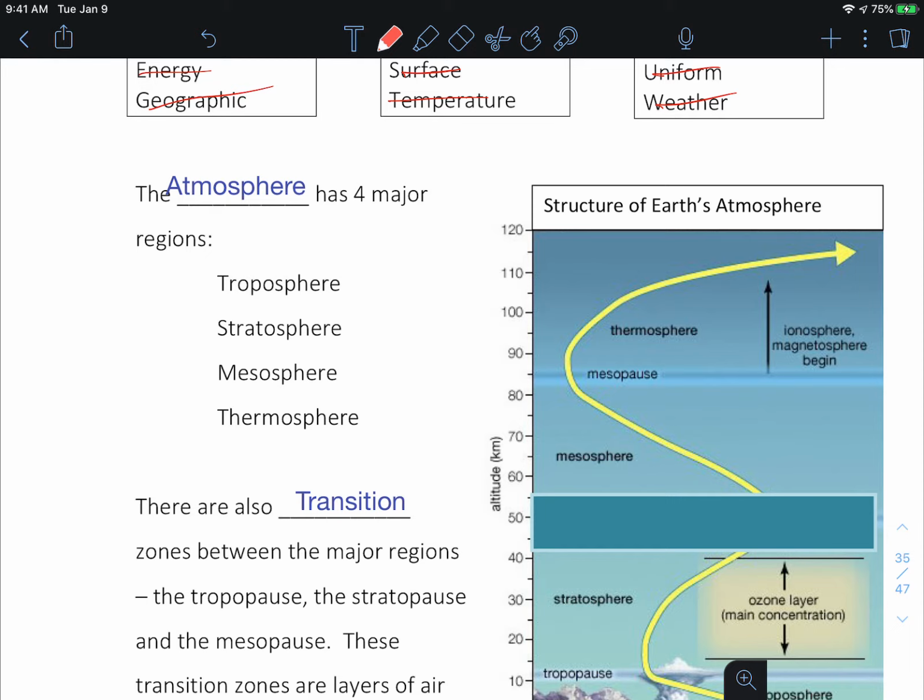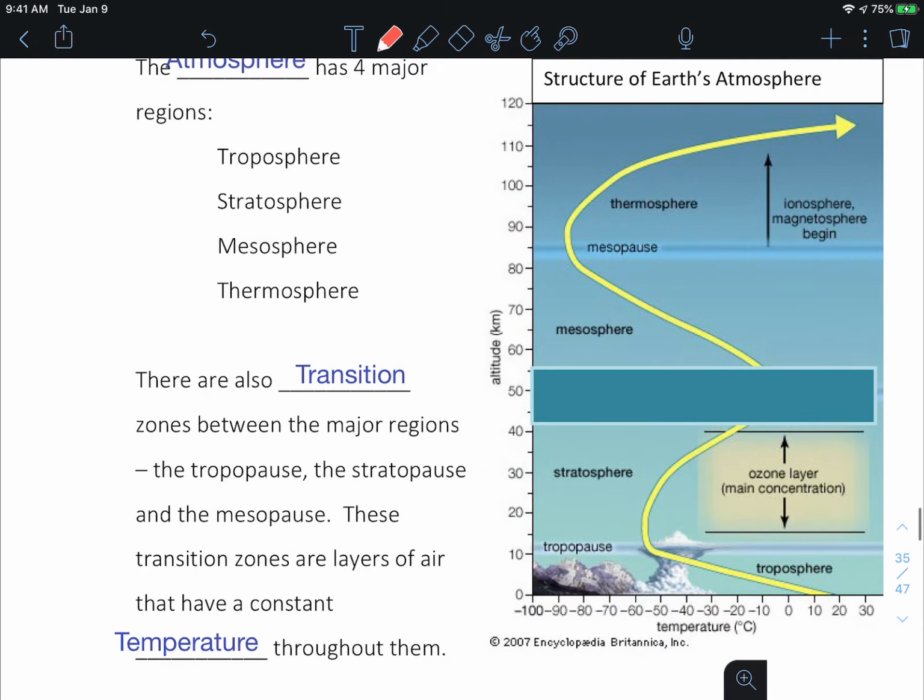The thermosphere is closest to space. The mesosphere is a little bit closer to us. The stratosphere is even closer, and then the troposphere is the layer that is closest to the ground. In between those layers, there are also the tropopause, the stratopause, and the mesopause. And I believe that we are missing one label here.